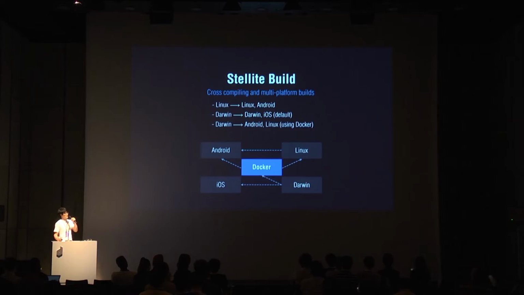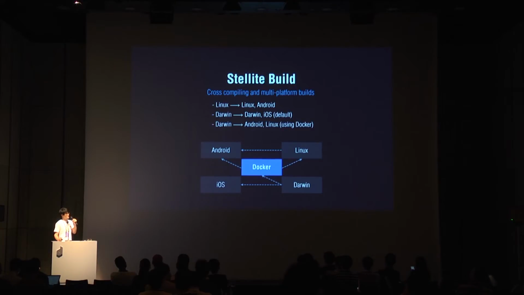To compile a Stellite build for various platforms more easily, we use Docker. Using Docker enables us to compile the Linux build on the Darwin platform and to build a QUIC server that runs in the Linux environment. In one go, we can build platforms such as Android, iOS, and Linux, except Windows.